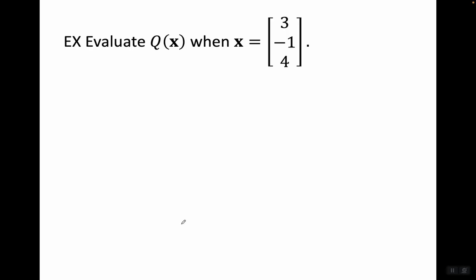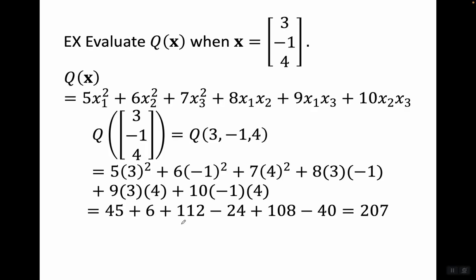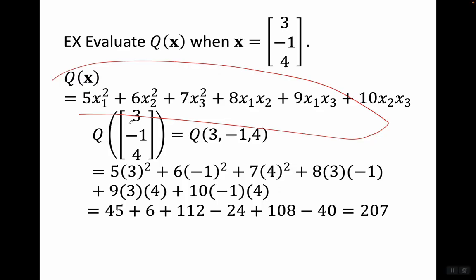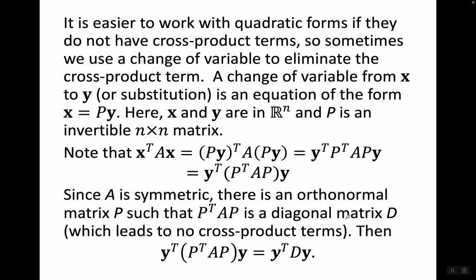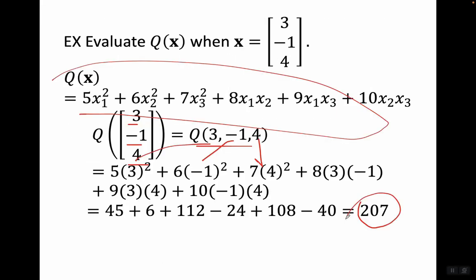Let's evaluate q of x when x equals 3, negative 1, 4. Q of x is going to be, well, you just plug in 3, negative 1, 4 into this hairy expression. So x1 equals 3, x2 is negative 1, x3 is 4. Sometimes we just write it this way, q of 3, negative 1, 4. Again, you plug in 3 for x1, negative 1 for x2, 4 for x3 throughout, and we end up with 207. It's easier to work with quadratic forms if they don't have cross product terms. Wouldn't it have been easier to just get rid of these cross product terms? I think so too.